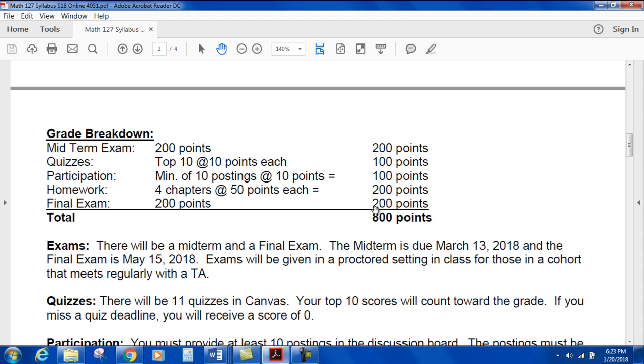One thing to note is that the final and the midterm, that's half your points right there. And then quiz is another 100 points, or 12.5% of the grade. And homework is 200 points. So between homework and participation, things you can have 100% control over, that's 37.5% of the grade.